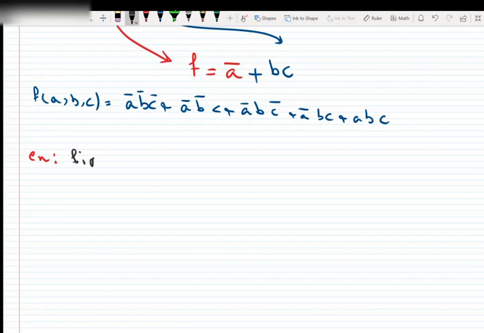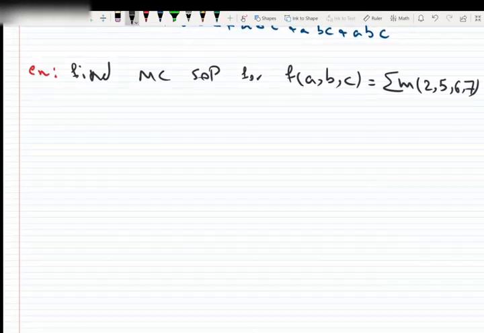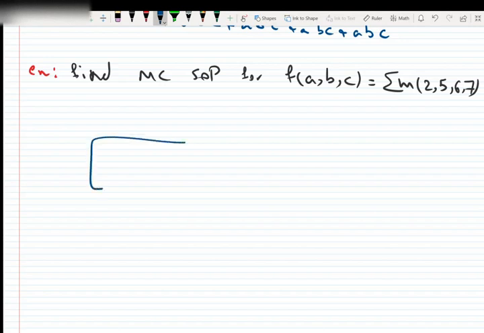Find the minimum cost sum of product for f of A B C equal to sigma m 2 5 6 7. Okay, we create our K-map.